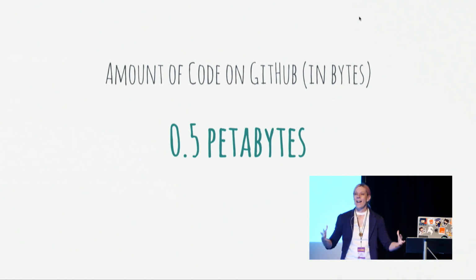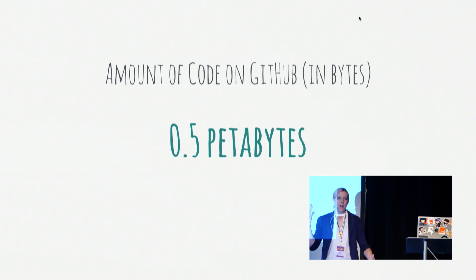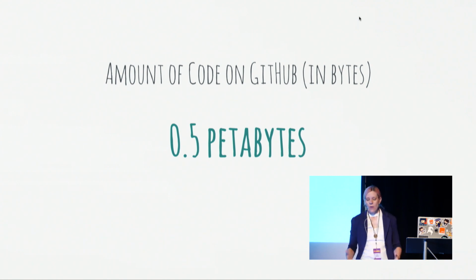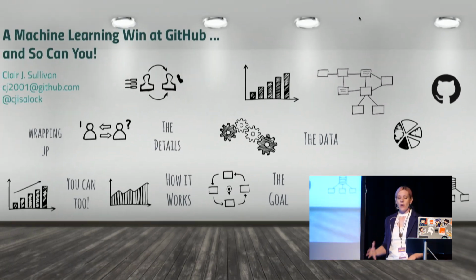Okay, so we have access to this huge amount of data that's all open source data. And the question is, what can we do with that? What should we do with that? I mean, not everything in machine learning should be done just because it can be done, right? So what is our goal at GitHub?